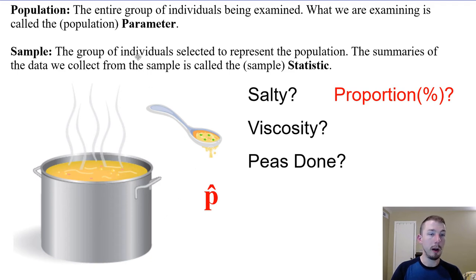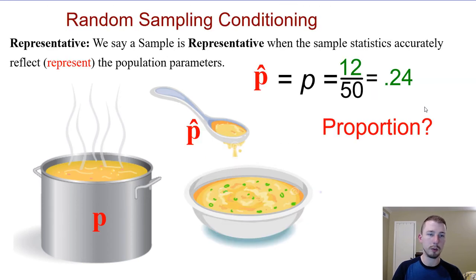All right, so the population is the entire group of individuals being examined. What we're examining is called the population parameter, so we're trying to make inferences about that. The sample is a group of individuals selected to represent the population. We're hoping it's representative, with all the stuff about it being independent and randomized to make sure we avoid bias. That's all still at play. The summaries of the data we collect from the samples are called the sample statistics. For instance, in this case, they'll be proportions. So what percent of M&Ms that we collected were green?